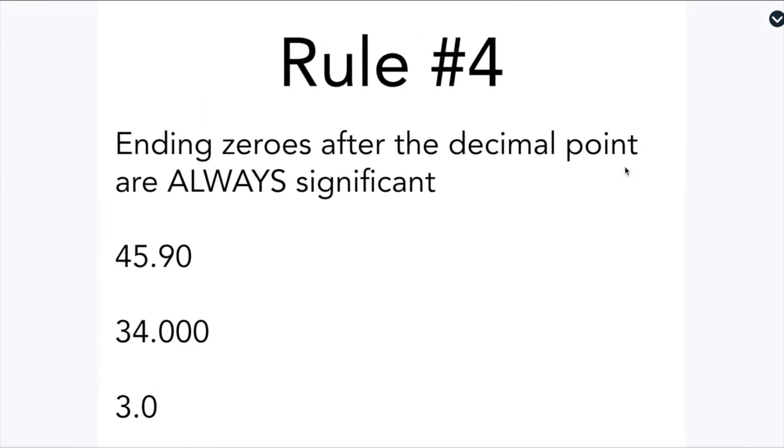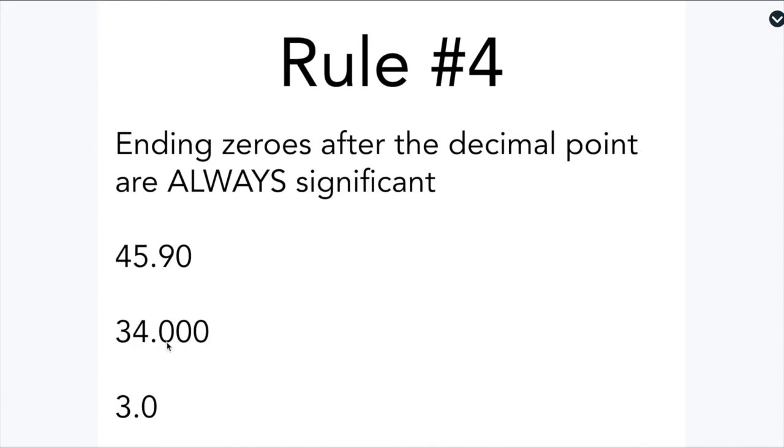Rule number 4, ending zeros after the decimal point are always significant. So if you ever have a zero that comes after the decimal point, that means it is significant. So 45.90, that zero does count since it is after the decimal point and it is an ending zero. So that is 4 sig figs.